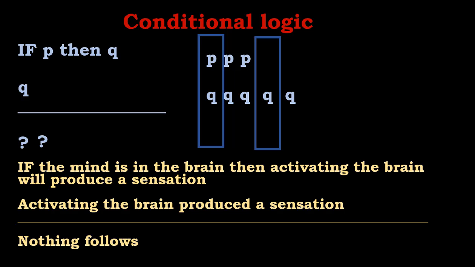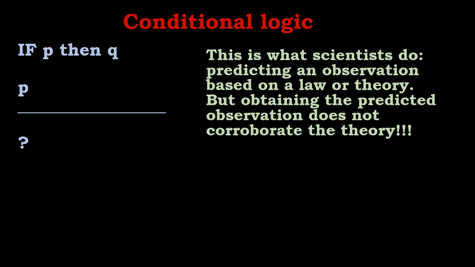Okay, let's see the example. If the mind is in the brain, then activating the brain will produce a sensation. Then activating the brain produced the sensation. So Q occurred. Q is true. But nothing follows. That's the problem, because that's what scientists do.